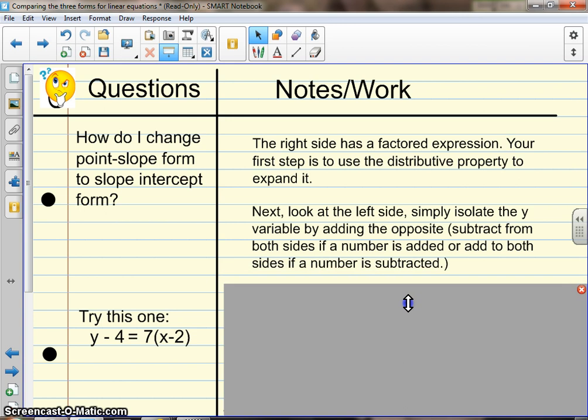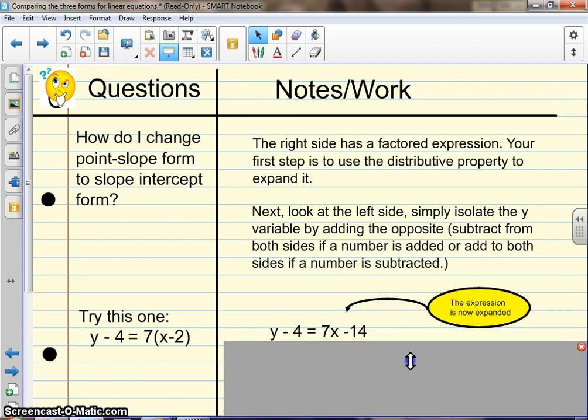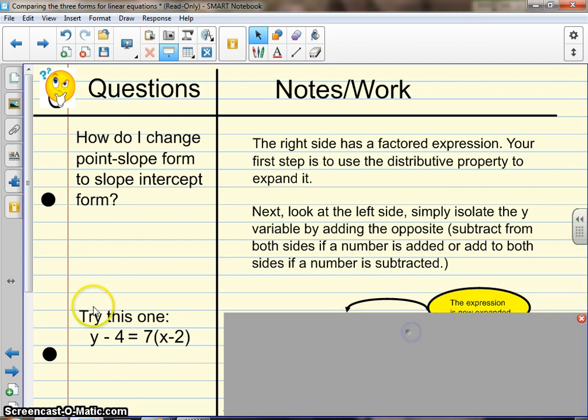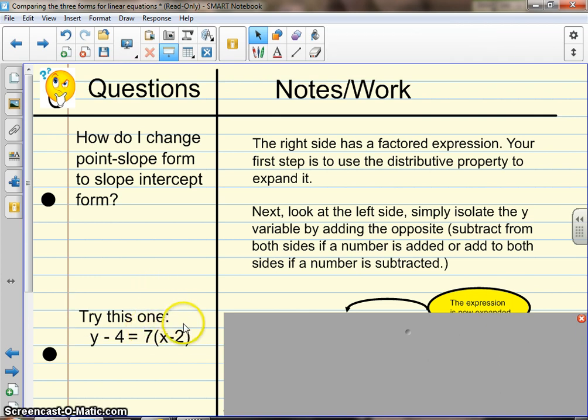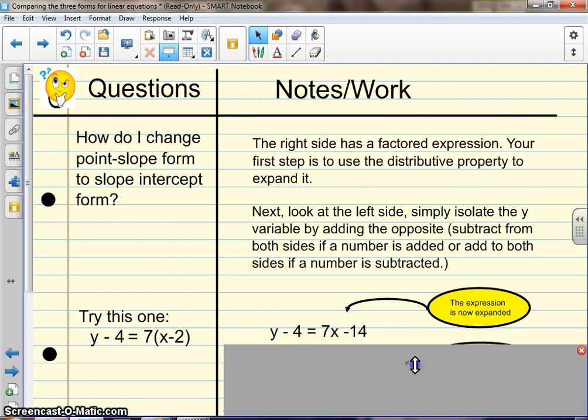So let's see here. Here's an example. Oh, I don't want to give it away yet. y minus 4. We're going to start on the right side. We have to do the distributive property. So we take the 7 on the outside and multiply by the x, and take the 7 and multiply it by the 2, and that should be our first step. Let's see here. Oh, the expression is now expanded. 7 times x is 7x. 7 times 2 is 14.